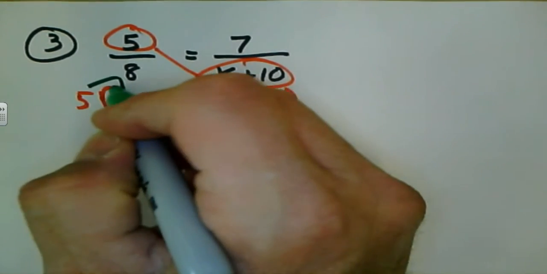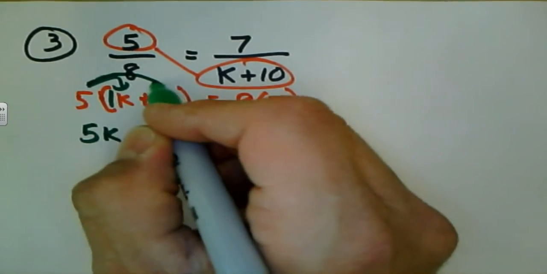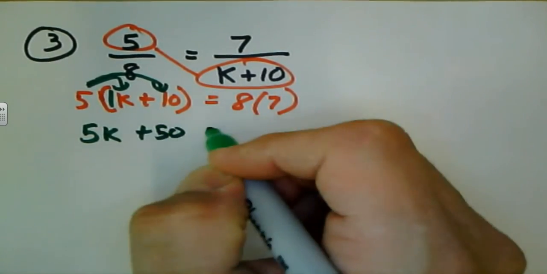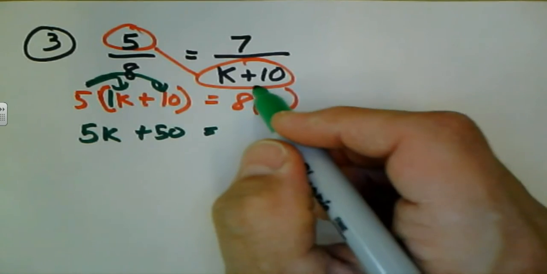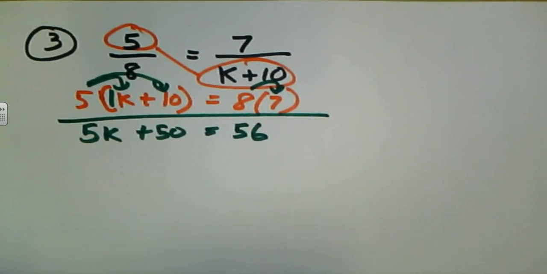All right. 5 times 1, 5. Add the k's, just 1. 5 times 10, 50. 8 times 7, 56.